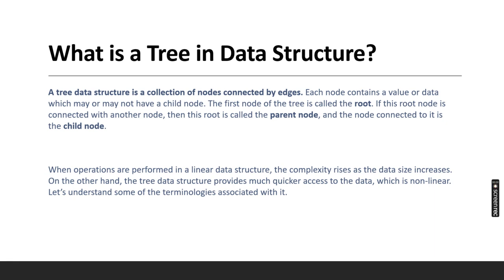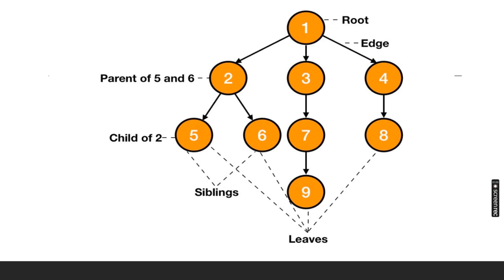If this root is connected with another node, this root is called the parent node, and the other node is its child node. When operations are performed in a linear data structure, the complexity rises as the data size increases. On the other hand, the tree data structure, which is non-linear, provides quicker access to the data. Let's understand some terminologies associated with it.